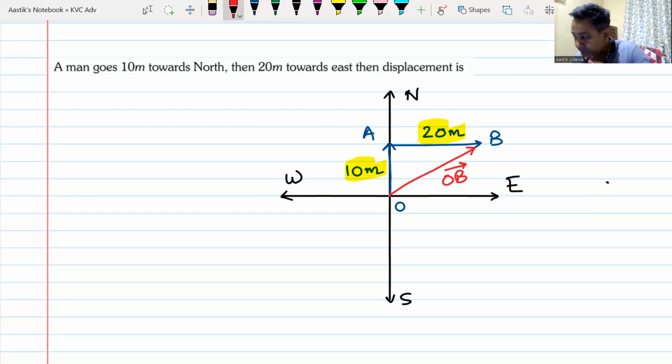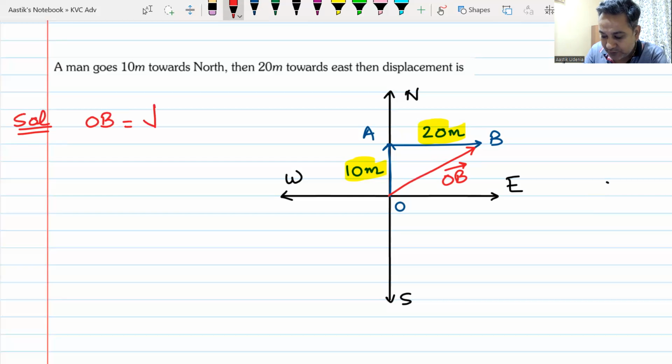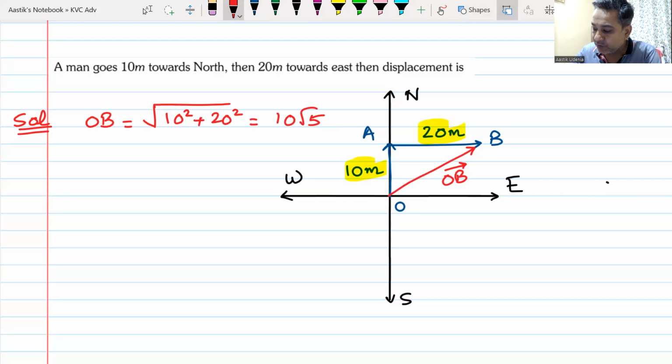You just have to find the length of this line OB. That will be the magnitude of displacement. You can find the length of the line OB from the Pythagoras theorem. So the length of the line OB will be equal to the square root of 10 squared plus 20 squared, which is root 500. It's root 5, so it will be 10 root 5.